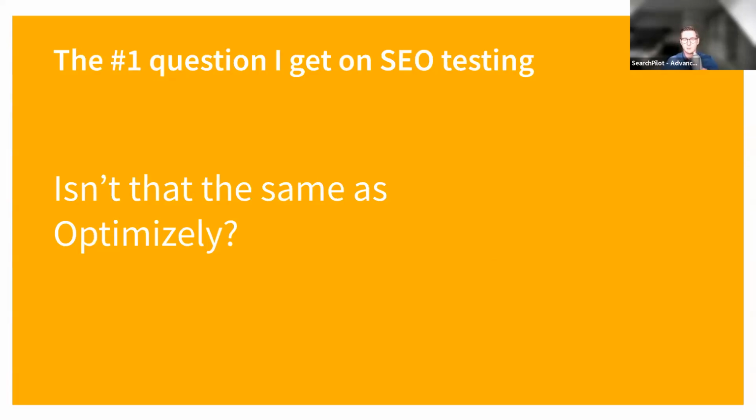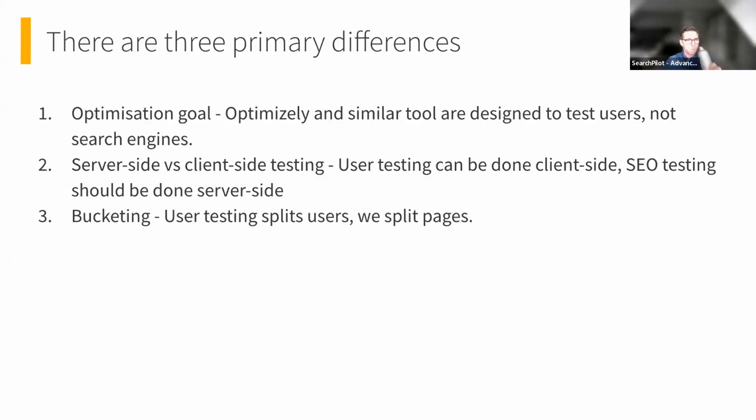There's a couple of reasons for that. The first one is the optimization goal. User testing tools are designed to test users, not search engines. It's a bit of a silly example, but there's a lot of common language between user testing and SEO testing, so you will hear terms like bucketing, A/B testing, split testing, statistical significance. All of these terms are common between user testing and SEO testing, but they are just completely different goals.